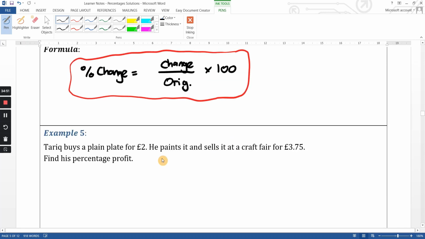For example, Tarek buys a plain plate for £2. He paints it, sells it in a craft fair for £3.75. Find his percentage profit. This is a big clue here to tell you that profit is just the change, or the difference between how much he bought it for and how much he sold it for. Technically that's your change in inverted commas. Again, in the question you can see it's gone from £2 to £3.75, so there's your difference, there's your change as well.